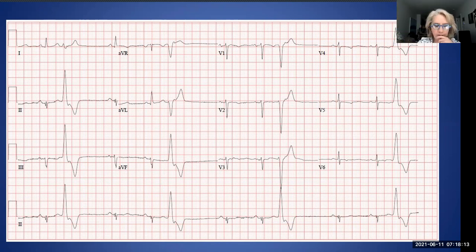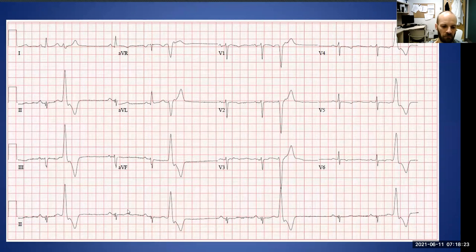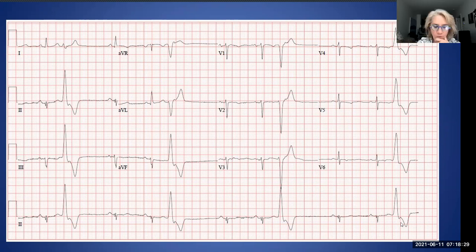Then for the rhythm, I put regularly irregular. Excellent. I would totally agree. There's a repeating pattern there. So we've got these beats, and then every third beat looks a bit different. Great. And for the axis, I put left axis deviation. I can't explain why because I don't have my notes now. Is that right?